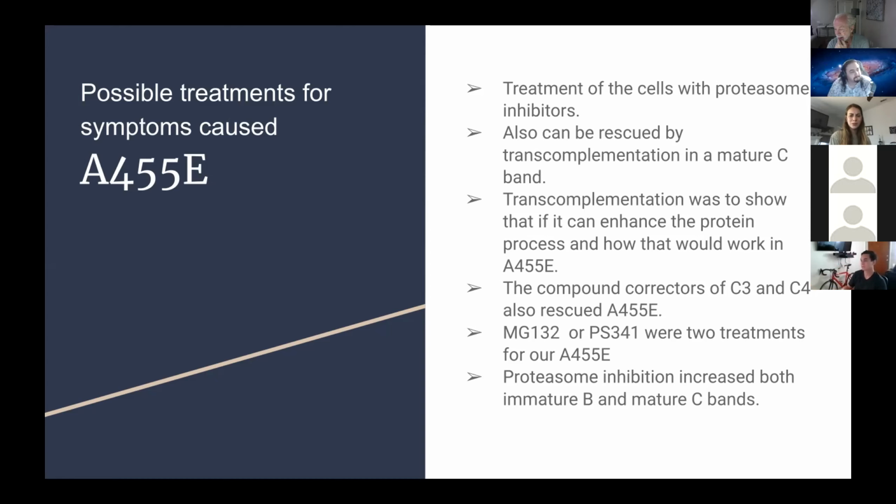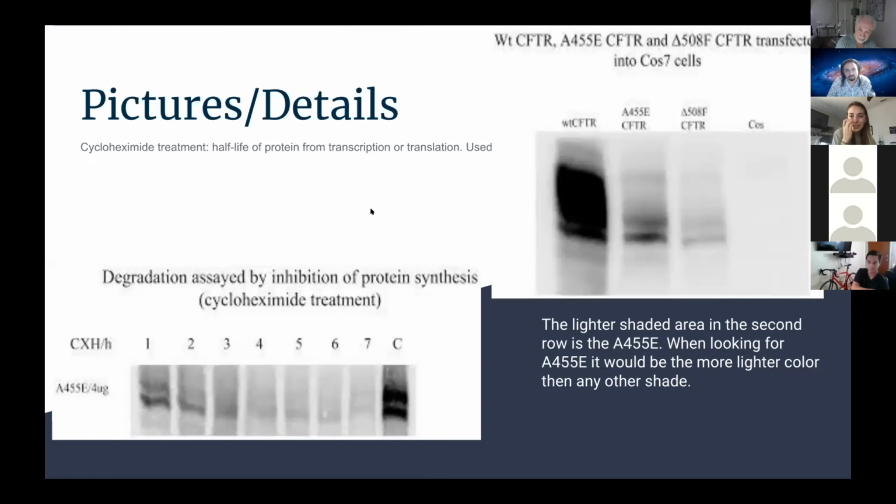MG132 and PS341 were 2 treatments for our mutation. Proteasome inhibition increased both immature B and mature C bands. And then she said for her pictures, the lighter shaded area in the second row is the A455E. When looking for A455E mutation, it would be the more lighter color than any other shade.